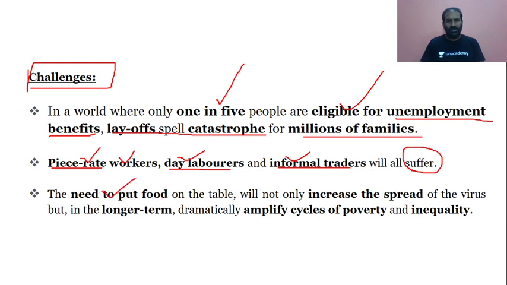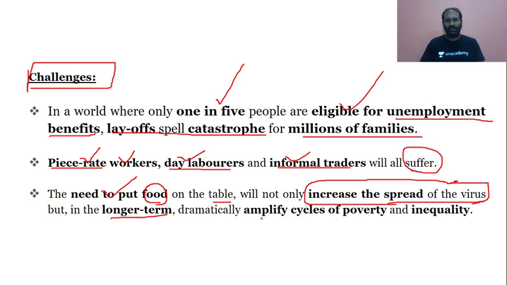And the need to put food on the table will increase the spread of the virus. That means if you want food on the table at home, then you have to go out and work. When you are forced to go out and work, definitely the spread of the virus will also increase. So now you have to sit at home to make sure the spread of the virus doesn't take place. But if you are sitting at home, the food will not come onto the table. It is a big worry.